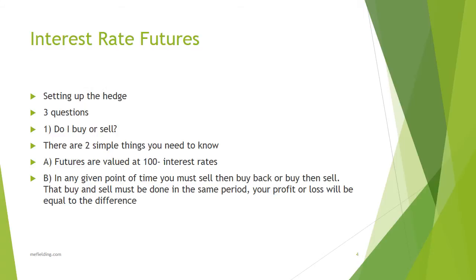If interest rates rise to 6%, the value of your future will fall to 94. 100 minus 6 is 94. You sold at 95, you buy back at 94. So therefore, you have a gain of 1. Okay? So, do I buy or sell? If you don't understand it, we'll look at it on the next slide, but also you can just learn it. If you're hedging rising interest rates, you sell first and buy back.